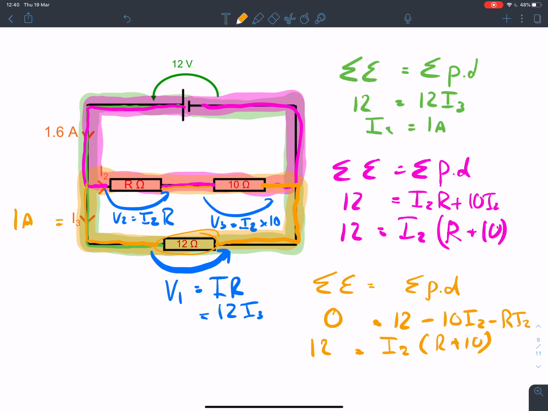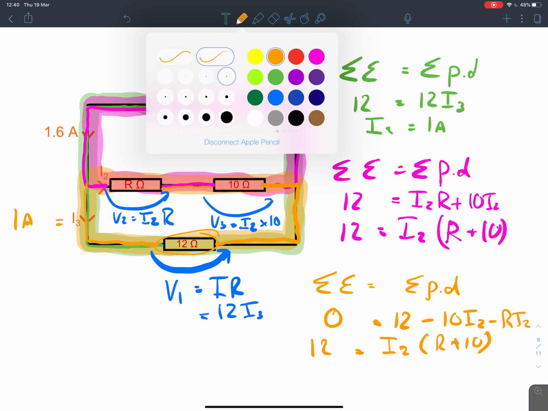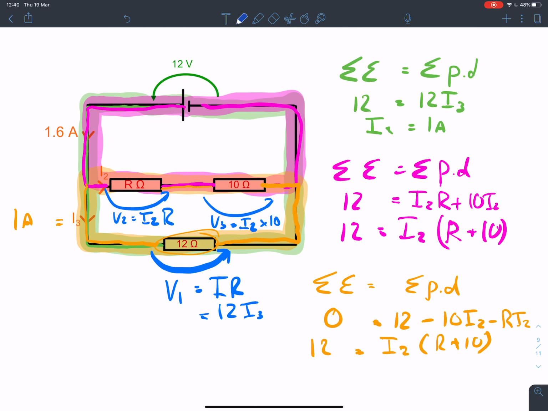So where can we go from here? We've hit a bit of a roadblock. We've got two unknowns. How are we going to solve it? We need to be clever here. Let's go back to our current law. You might have spotted this already. Let's pick a junction. We know that sum of currents in equals sum of currents out. We've got 1.6 amps going in equals I2 plus I3.